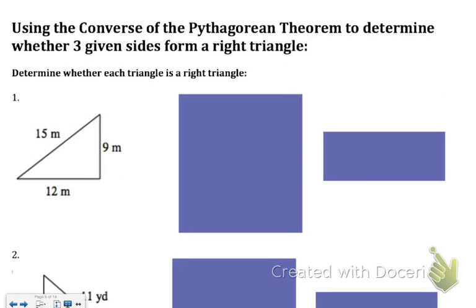The next part of our lesson for today is how to use the Pythagorean theorem to prove that the three given sides of a triangle make that triangle a right triangle. So if we substitute these values and we get a true statement, then we do in fact have a right triangle. So let's look at this first example.